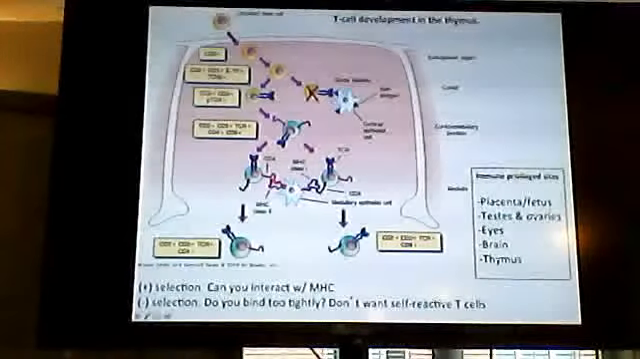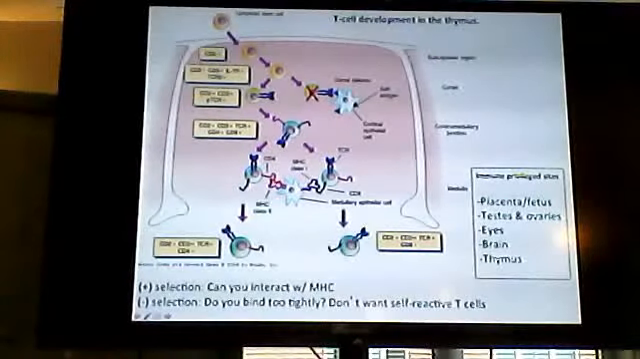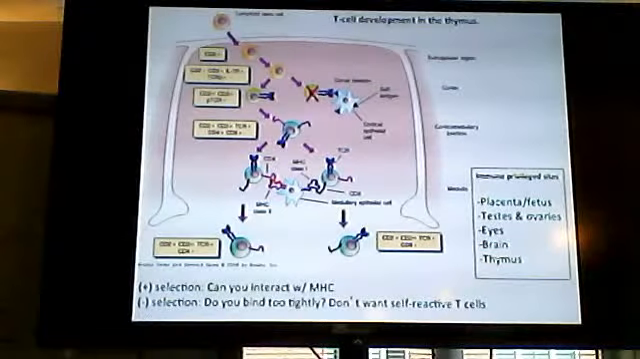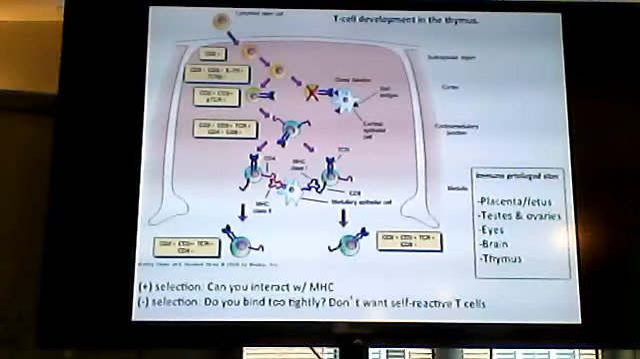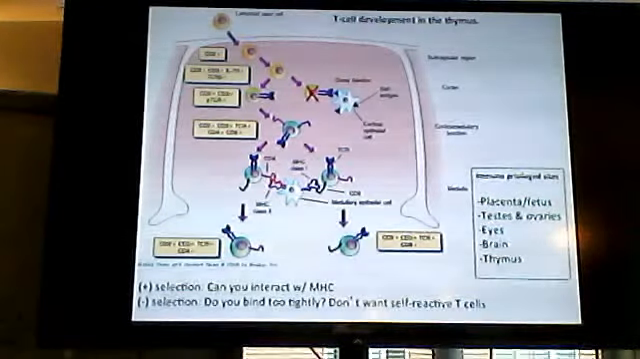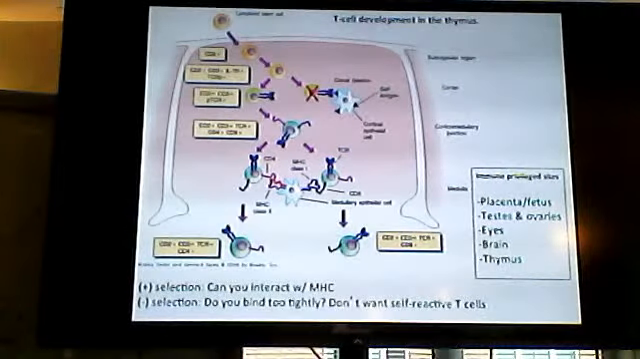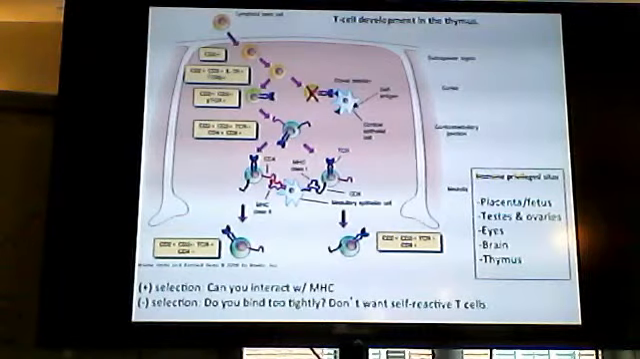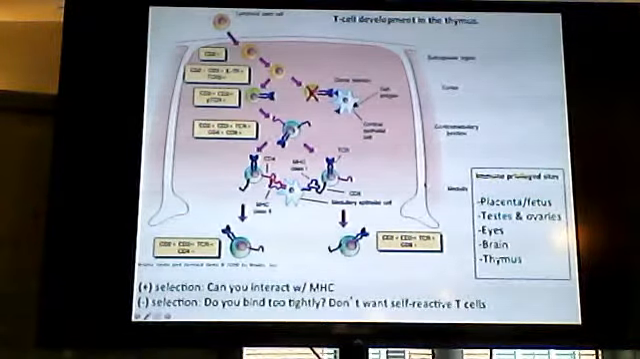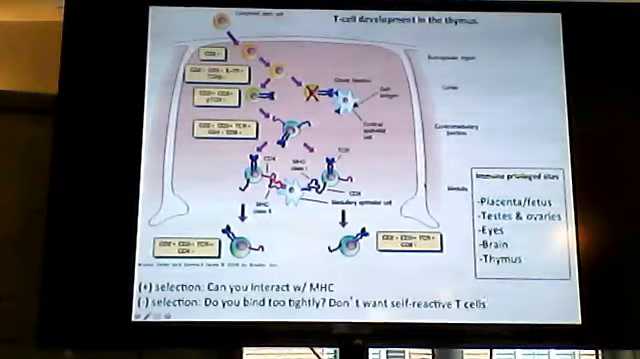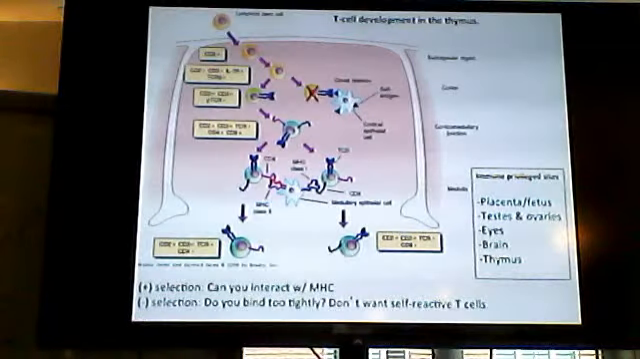T cell development in the thymus. So remember, the thymus is where you develop your T cells to begin with, and you want to make sure that you can save your placenta, fetus, testes, ovaries, eyes, brain, and thymus from the circulating immune system, because those sites are important for sexual development, for overall development and everything like that.